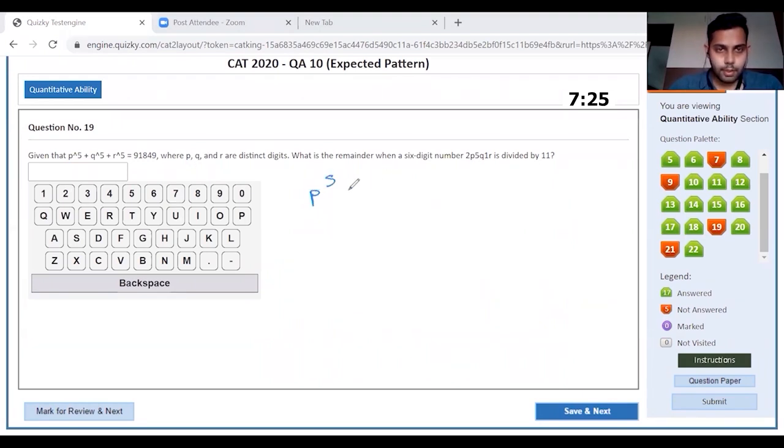So p to the power 5 plus q to the power 5 plus r to the power 5 is equal to 91849. Okay, power 5, right? 4 fours are 16, 16 times 4 is 64. 64 into 4 is again 16, and again 4 is 4. 3 is 3, 3 is 9, 3 into 9, 7, 1, 3, and 9. So for 9, it is coming back.